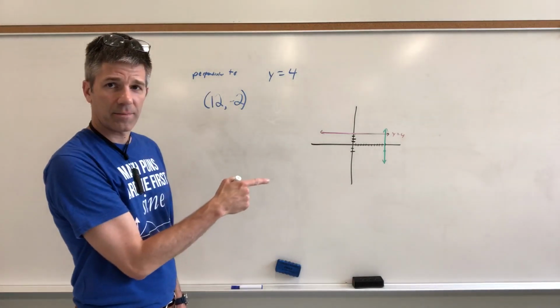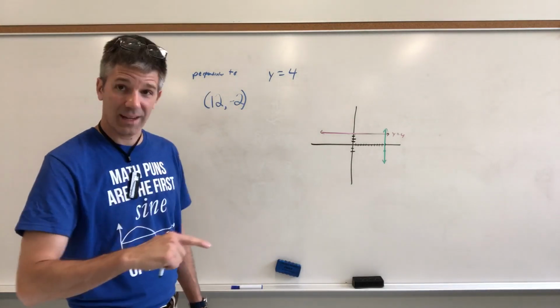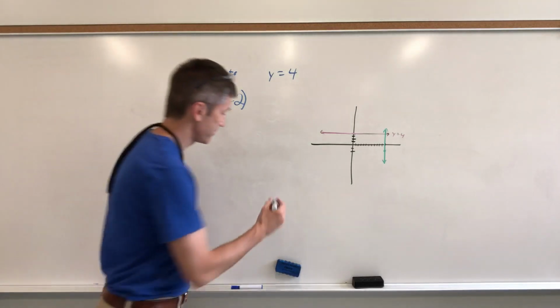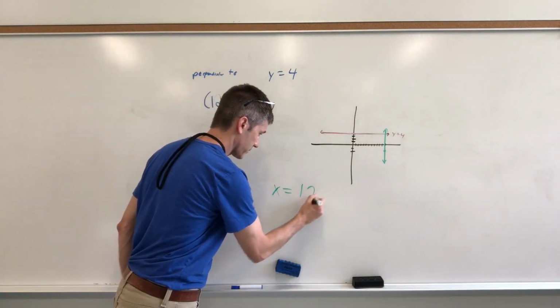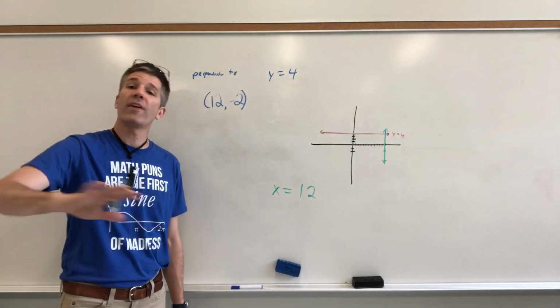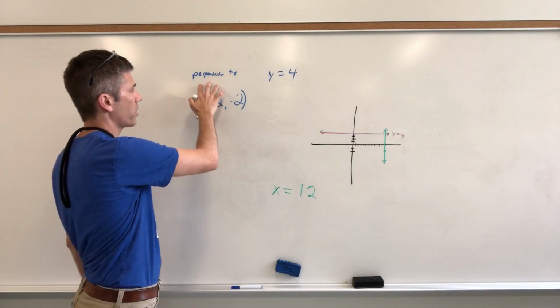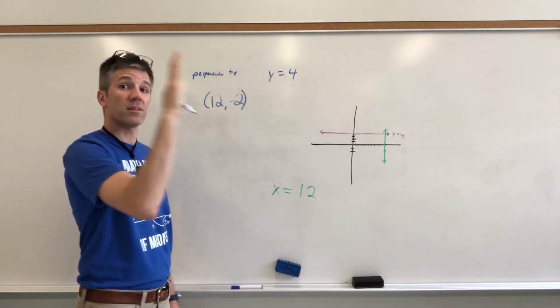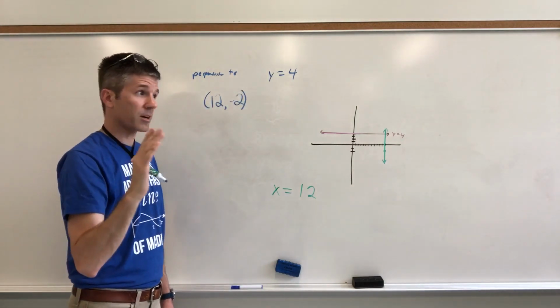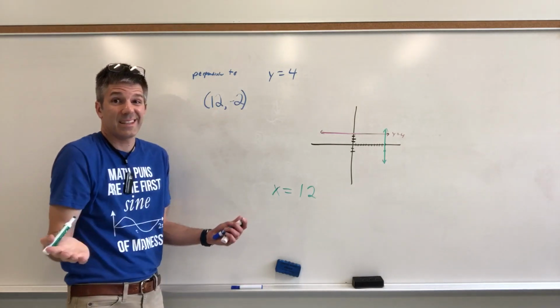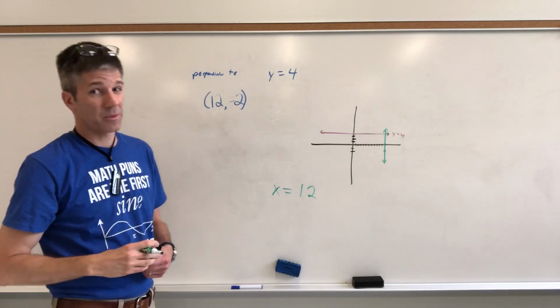Here's the thing. This is a vertical line. Vertical lines cross the x-axis. Where does this cross the x-axis? 12. So from the very beginning, if we could visualize this, we would just say, oh, perpendicular to a horizontal line, it must be a vertical line. Vertical lines cross the x-axis. I'm crossing x at 12. That's it. Next problem is going to be very similar.